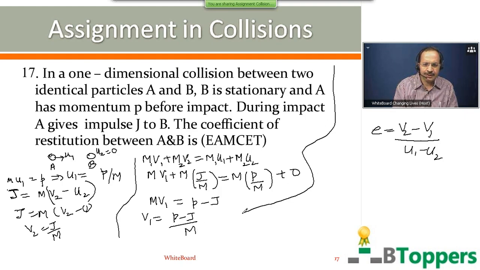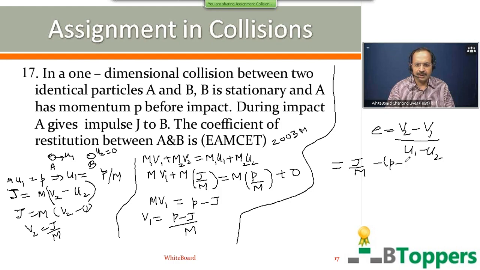Substitute all these values in this equation and simplify it. If you want to copy the solution of the problem, you can take a pause and copy the solution and complete the calculation part yourself. This problem was given in one of the previous MSET examinations, I think 2003 MSET medical. So V2 is J by m, V1 is P minus J by m, u1 is P by m, and u2 is 0. So you can simplify that.